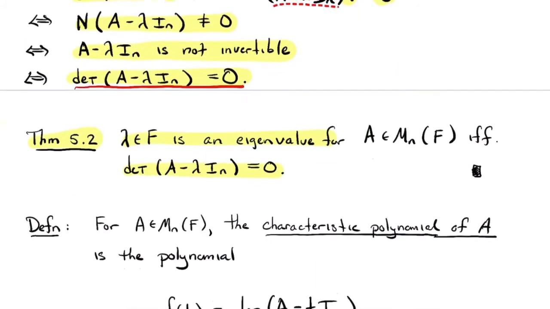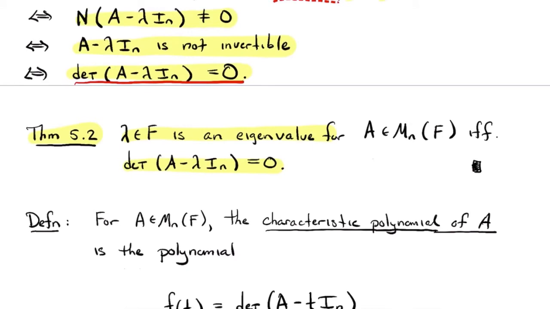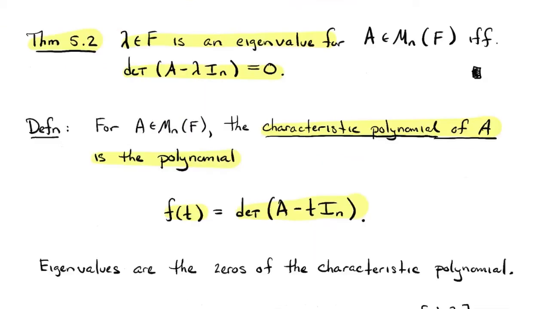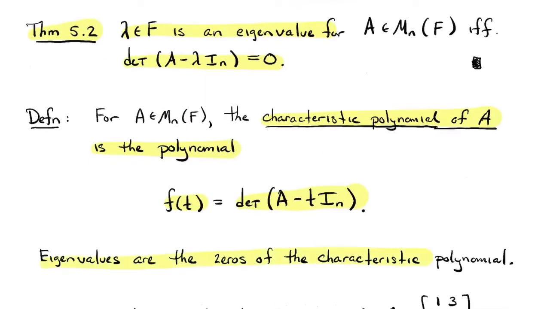Okay, finally, sorry. That motivates this definition. If you give me a matrix A, I'm going to call its characteristic polynomial that thing, the determinant of A minus t times I sub n. T here is the variable, so I'll call it f of t. It's a polynomial. Eigenvalues, by definition, are the zeros of that characteristic polynomial. The values of t that when you plug them in, you make that determinant equal to 0. That's what theorem 5.2 says.